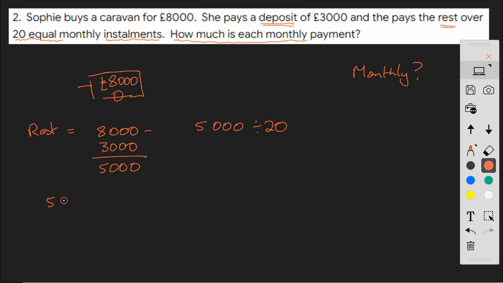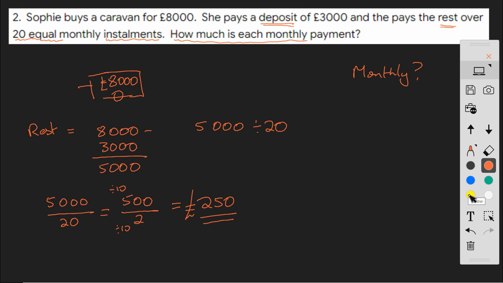Let's see if we can do that. I'm going to write it as a fraction because this is what 5,000 over 20 means. It means 5,000 divided by 20. Let's do some equivalent fractions. So 10 goes into both of those, so we're going to divide top and bottom by 10. So I've now got 500 divided by 2. Half of 500 is 250. How much is each monthly payment? Let's not forget our units.